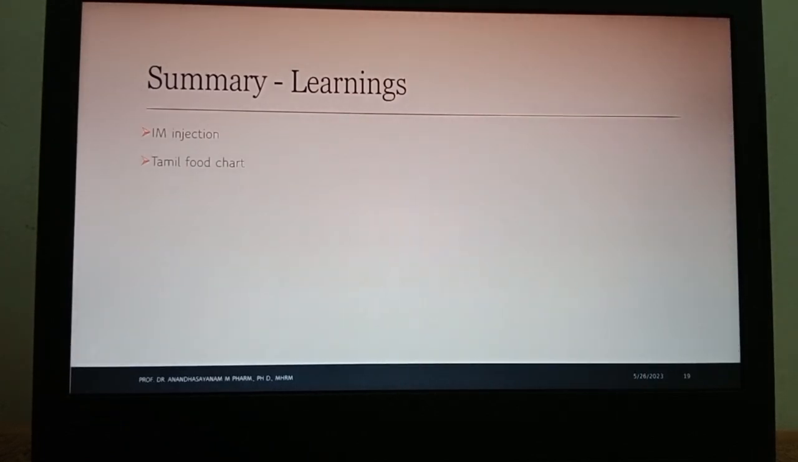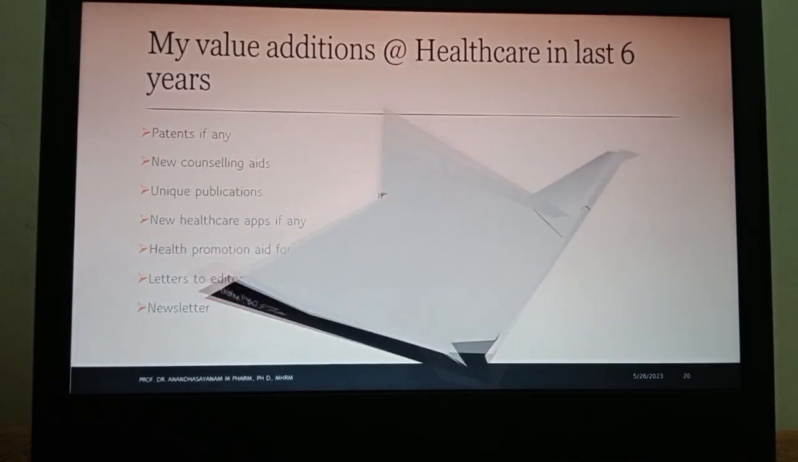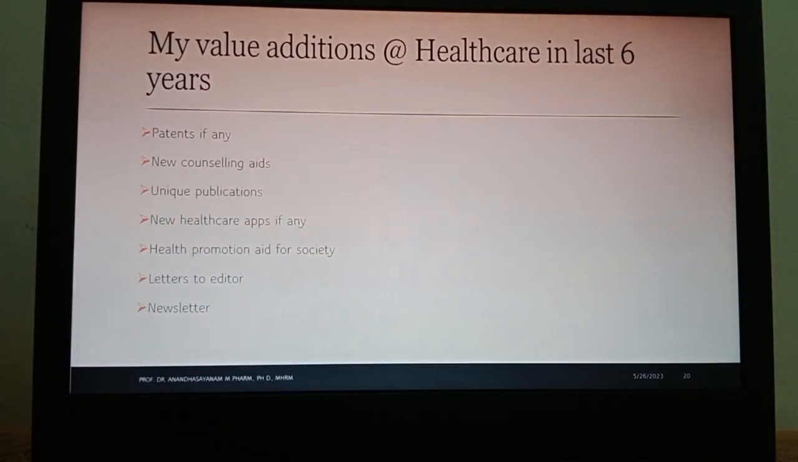At the end, you will have to add a summary on the learnings that I learned and IM injection technique, the Tamil food chart I prepared for this many patients. For this many patients, I created videos, and all those things can be communicated here. What are your learnings? And my value additions for the healthcare in the last 6 years, because when people present it in 6 years, it has to be 6 years, 5 years, 5 years, 4 years, 4 years, right?